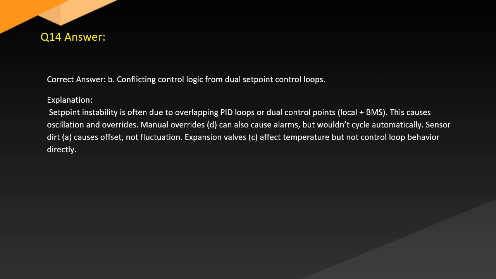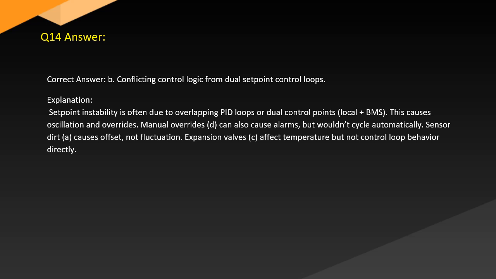Answer. Correct answer: B. Conflicting control logic from dual setpoint control loops. Explanation. Setpoint instability is often due to overlapping PID loops or dual control points, local plus BMS. This causes oscillation and overrides.